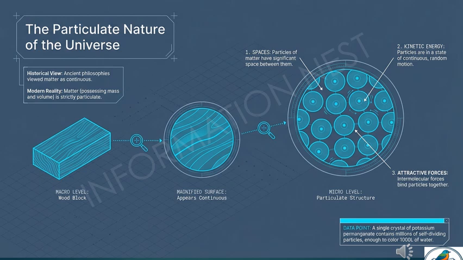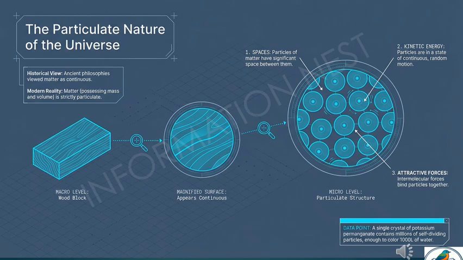So, particles have three main personality traits. First, they need space. Even in a solid block of wood, they are social distancing. Second, they have too much energy. They are in a constant state of the zoomies, vibrating forever. And third, they are clingy. Those attractive forces are the only thing keeping your phone from dissolving into a cloud of dust while you are texting. It's a delicate balance of I like you and stay away from me.